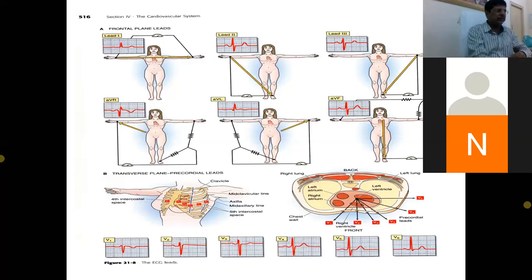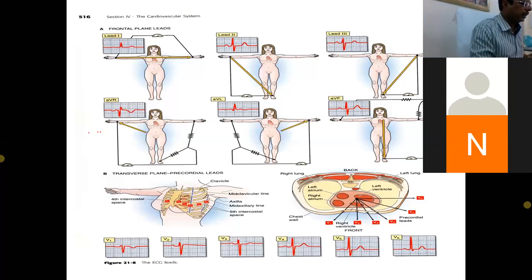So in the other leads, say for example, you take lead 2. In lead 2, the left arm is positive, right arm is negative. So when the mean vector is moving towards the positive side, you will get upward deflections. When it is moving away from the positive side, you are going to get downward deflections. So the recordings will be biphasic. In most of the other leads, you will have some waves which are upward deflections, some waves which are downward deflections.